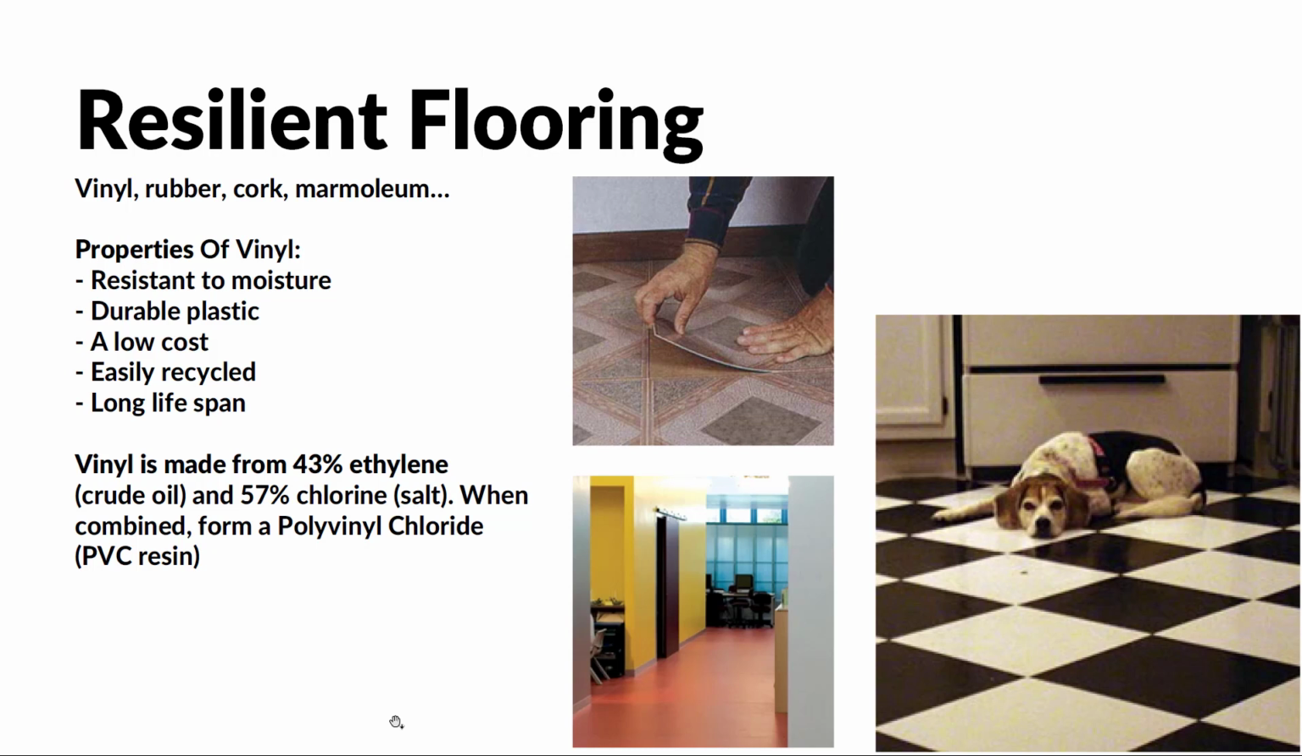We can also have resilient flooring. So with resilient flooring, that can mean a lot of things. It could mean things like vinyl, rubber, cork, marmoleum. And so, they're getting into those types of products. So if we're thinking of vinyl, for example, vinyl is great for kitchens and bathrooms and commercial areas. It's resistant to moisture. It's very durable. It's cheap, super low cost, can be recycled, and it lasts for a very long time. But a problem with vinyl is it's made from ethylene and chlorine, and so we get polyvinyl chloride, or PVC, so there's a lot of off-gassing, and so really being around vinyl isn't particularly good for you.